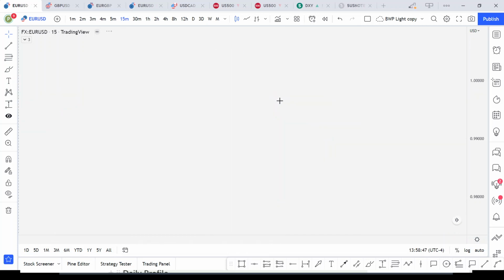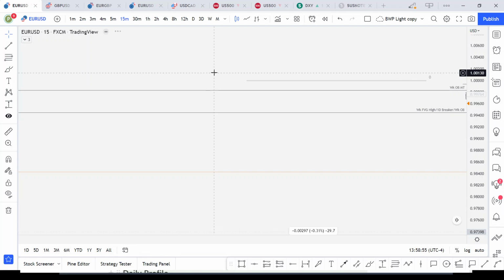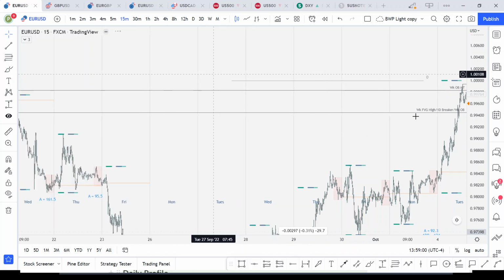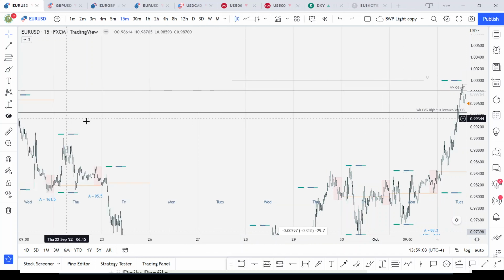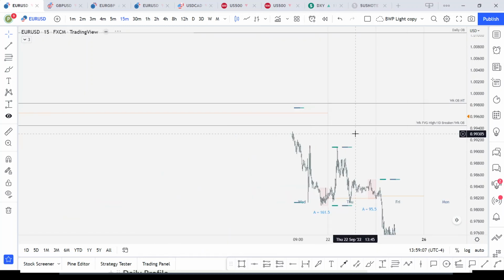The next day, you can see that, what is wrong with TradingView? What is going on with TradingView? Okay.